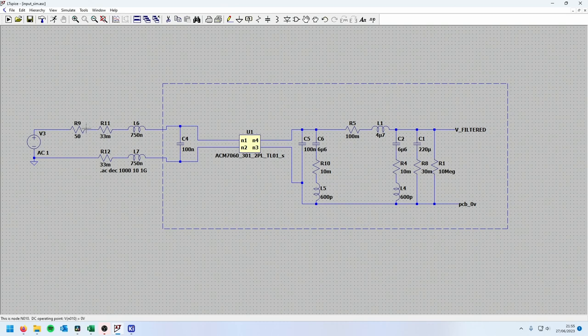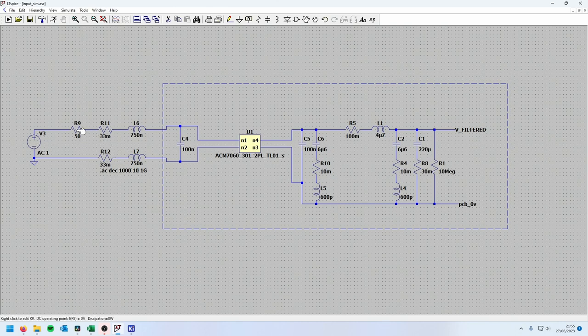The problem is that it's very difficult to get a high frequency source with a very low output impedance. Certainly I don't have access to one. So what I've done is I've redone the simulation with a 50 ohm series resistor here. So generally all the resonances will be slightly more damped. There's a lot more damping going on here.